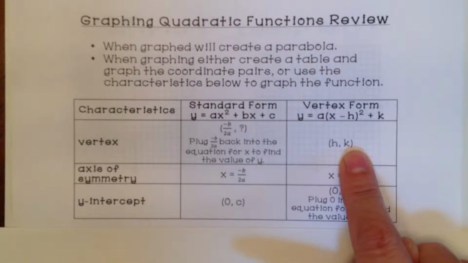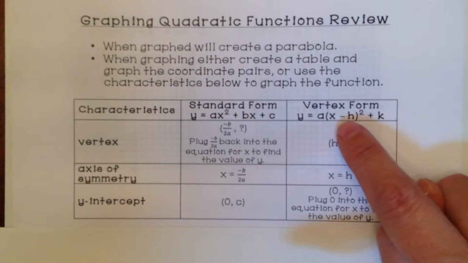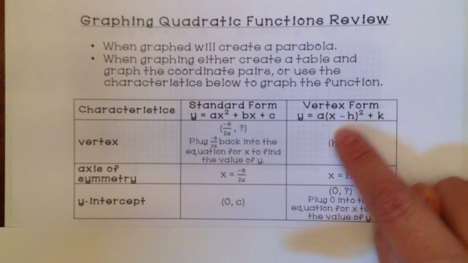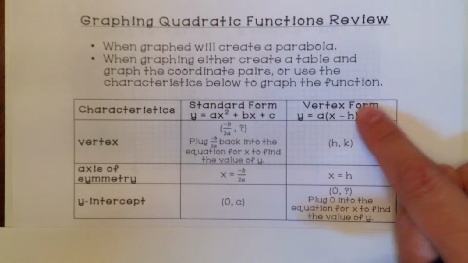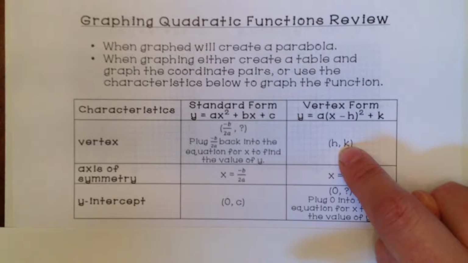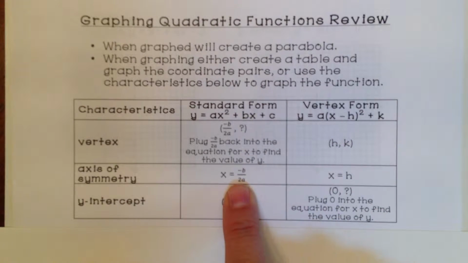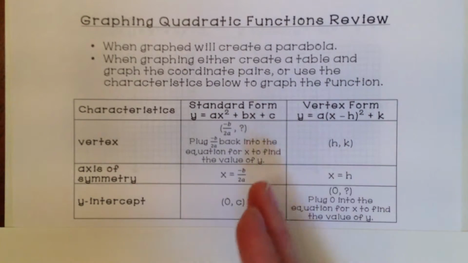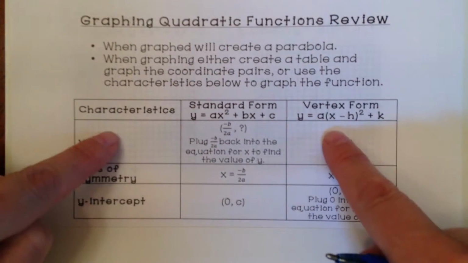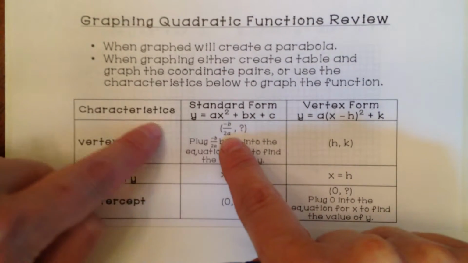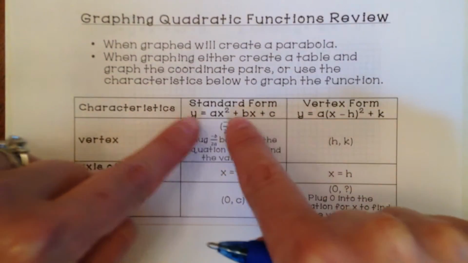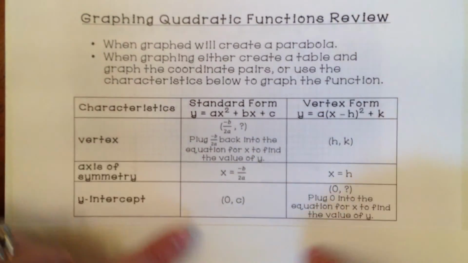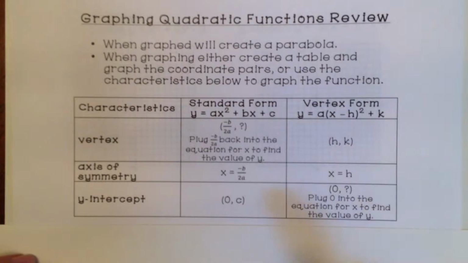If it's in vertex form, it's super simple because inside the parentheses, x minus h, the h value will be the x coordinate. Outside, whatever is added on will be the y coordinate of your vertex. The axis of symmetry is just a line down through the vertex on both of these, where because it's a U shape, the sides will be the same distance away from that line of symmetry no matter where you're at on your parabola. And I'll show you that when we start graphing.